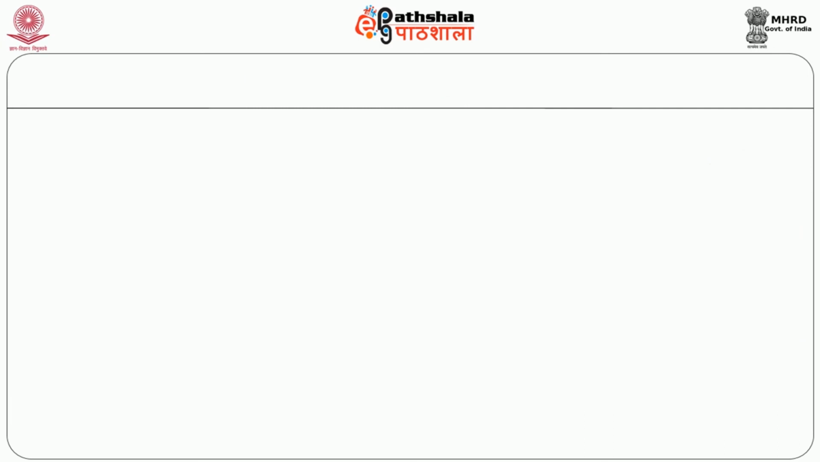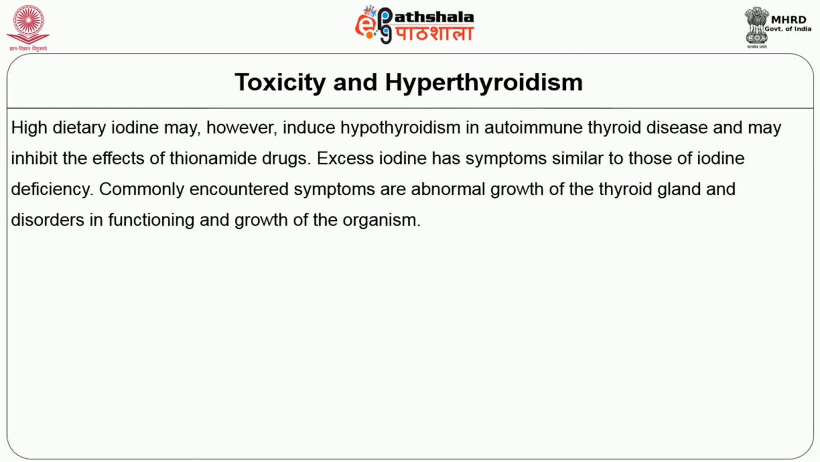What happens if iodine is consumed in excess of what is required? Students, we shall now understand the toxic effects of iodine, toxicity and hyperthyroidism. High dietary iodine may, however, induce hypothyroidism in autoimmune thyroid disease and may inhibit the effects of thioamide drugs. Excess iodine has symptoms similar to those of iodine deficiency. Commonly encountered symptoms are abnormal growth of the thyroid gland and disorders in functioning and growth of the organism.